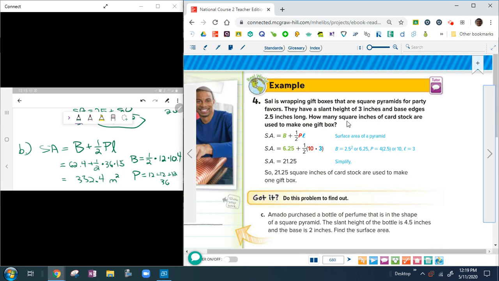Okay. Well, you have to understand that they're trying to basically fold cardstock. That's like a piece of paper that's thicker and stronger, cardstock, to make one gift box. So it's like you're doing a net, right? So you're taking a flat surface and folding it up to make a three-dimensional figure. So that's your indication that we're doing area in this case, right? Because we're measuring how much of something that's flat, how much of something that's two-dimensional do we need. All right, so that's how you know it's going to be a surface area problem.